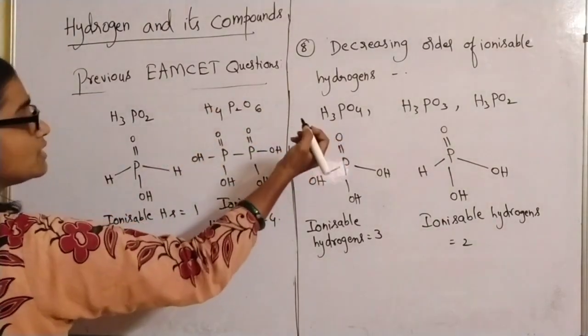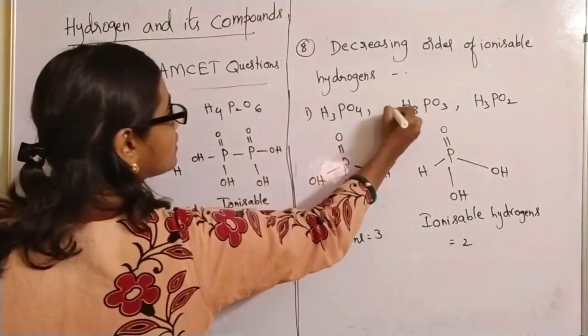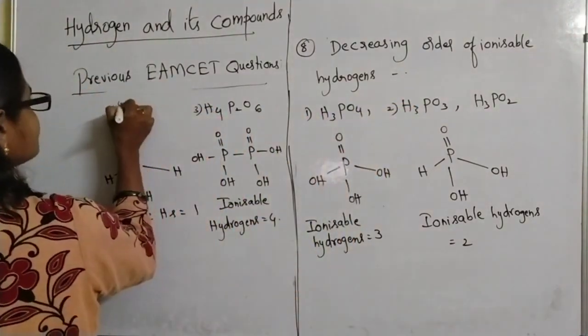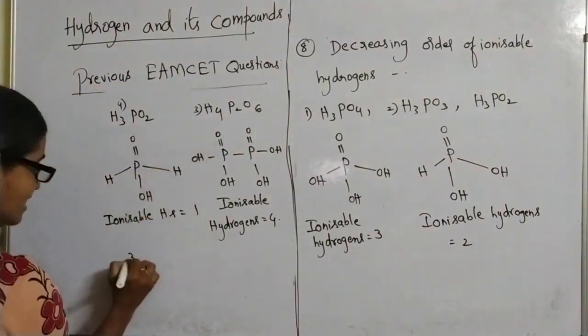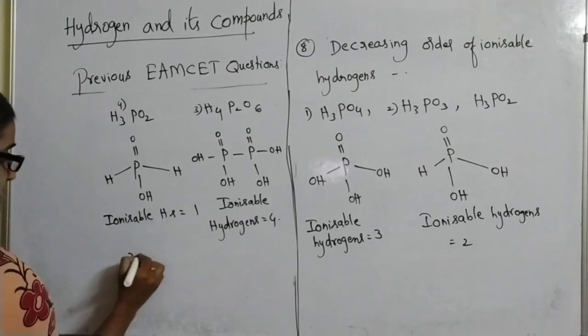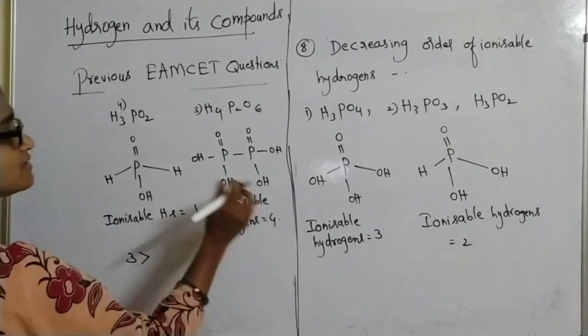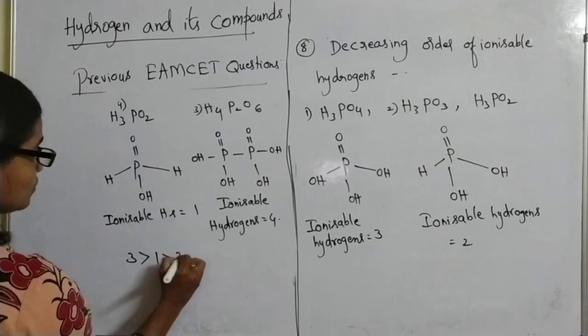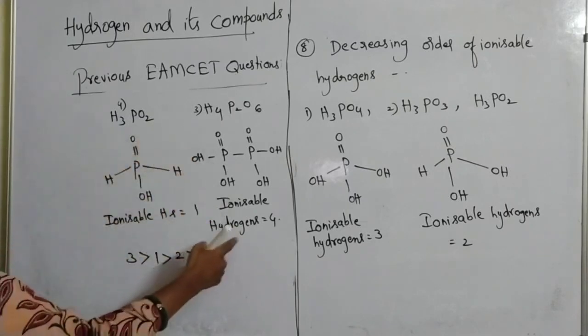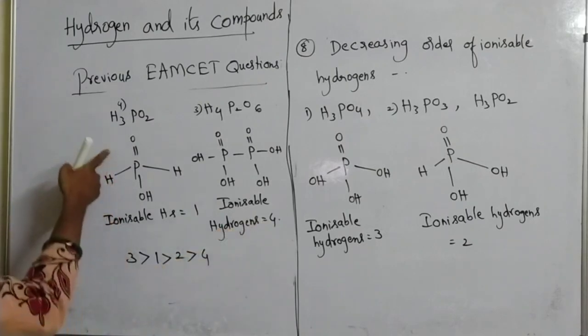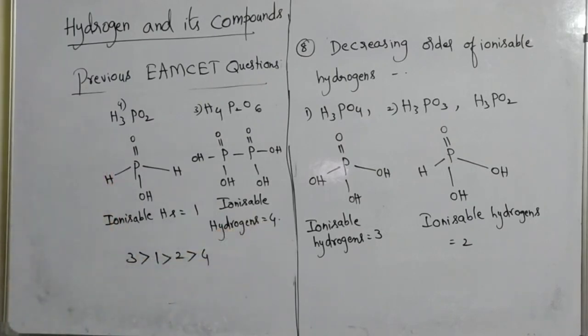So if you keep them as 1, 2, this is 3, this is 4, the order will come as: structure 3 will have more number of ionizable hydrogens. So structure 3 greater than structure 1 greater than 2 greater than 4. Like this will be the decreasing order. More number of ionizable hydrogens, that you have to write first. This structure has 4 ionizable hydrogens, whereas this structure has only 1 ionizable hydrogen.